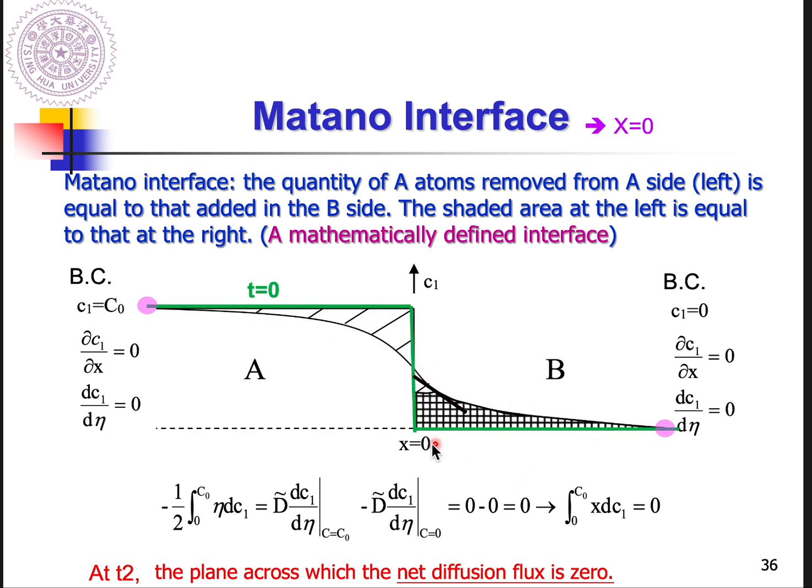So when you take the integral, x is the location, right? On your right-hand side, x will be positive. On the left-hand side, x will be negative. So when you integrate from this side to this side, it will equal 0. So you can easily determine the point of x equals 0.